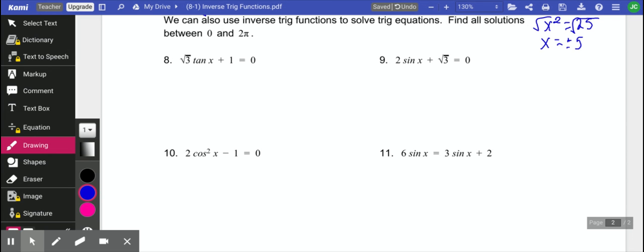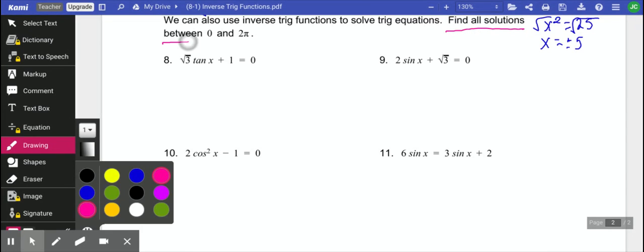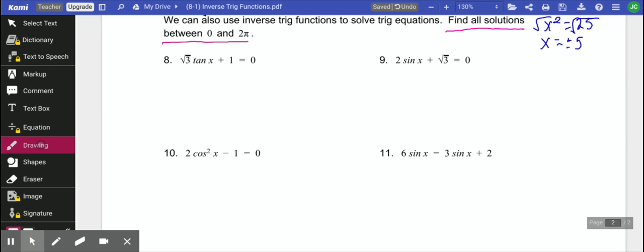inverse trig functions. Okay, in the previous one, it was very certain which quadrant we were in. With these problems, we don't know for sure because we are the ones introducing the arc sine or the arc tangent. Okay, so there are more possible solutions here. So we'll jump into this. We want to use inverse trig functions to solve these trig equations, and we want to find all solutions between 0 and 2 pi. That means in any of the 4 quadrants. Okay, so these problems are a little bit different because of that.